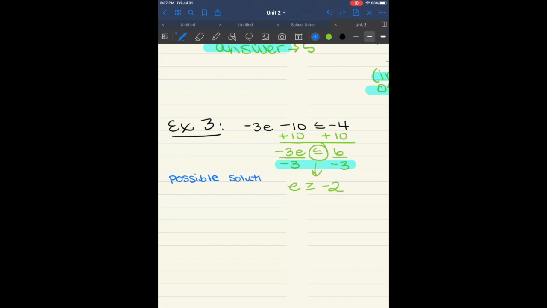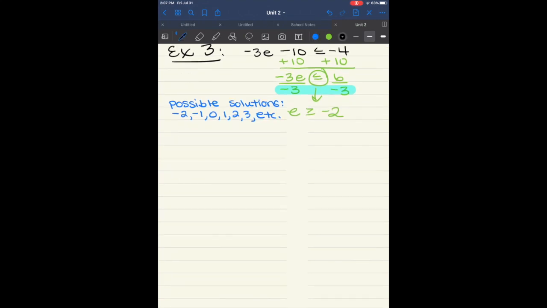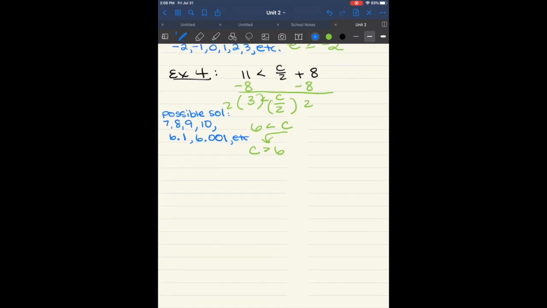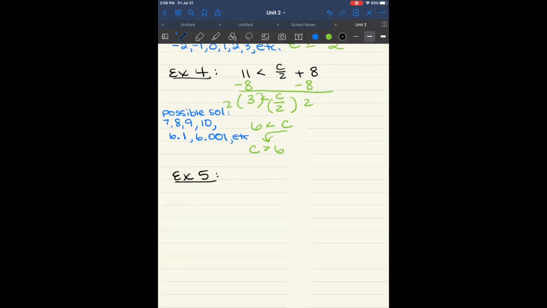Possible solutions here are going to be all things greater than -2, so -1, 0, 1, 2, 3, and so on. You could also have decimals in there. For example, for the next one, we subtract 8 first. Then we're going to multiply both sides by 2. We did not multiply by a negative here, so we do not flip the sign. But I do like to have my variable on the left just so that it's easier to read. So we've got c is greater than 6, which means 6 cannot be a possible answer. But we have 6.1, 6.001, 7, 8, 9, 10, all numbers bigger than 6 that are possible solutions.